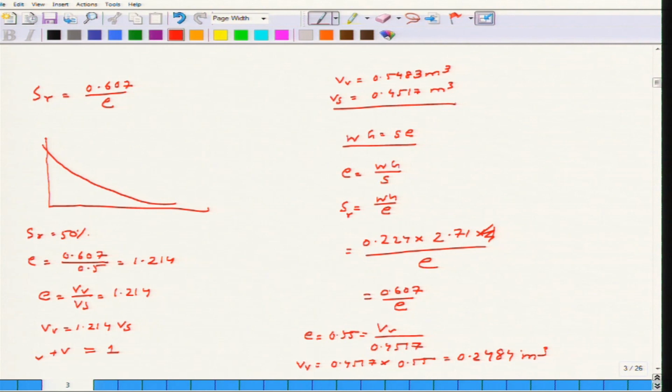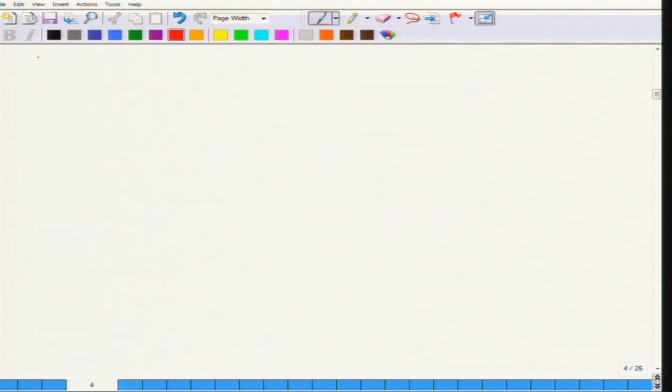Now what is the percentage in volume change? The percentage in volume change is going to be the initial volume minus the final volume, divided by the initial volume, into 100.